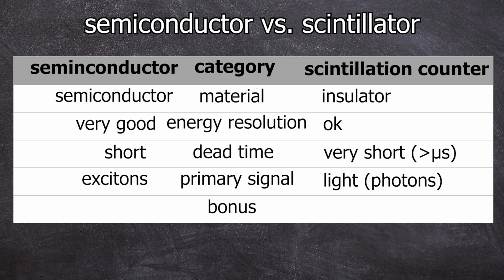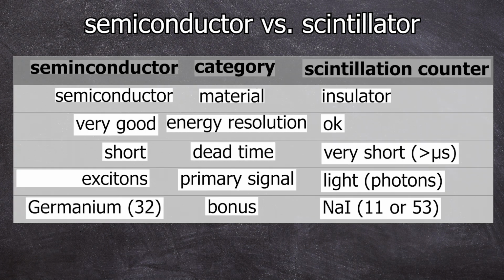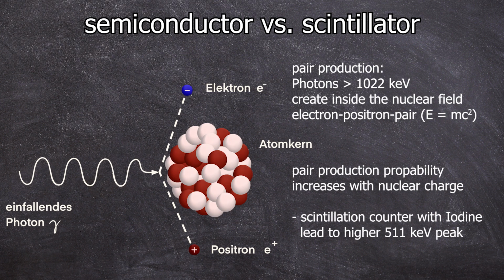Another difference in the detector material is the proton number. Germanium has an atomic number of 32 versus sodium iodide with the atomic numbers of 11 and 53. The phenomenon of pair production occurs with photons of energy above 1022 kiloelectron volts in a nuclear field of an atom. The likelihood of such a pair production occurring increases with the atomic number. As a result, scintillation counters tend to produce a relatively higher 511 kiloelectron volt peak when measuring high energy gammas.